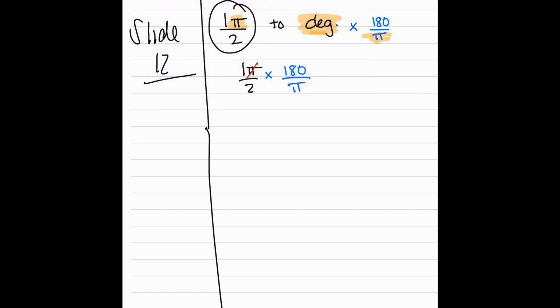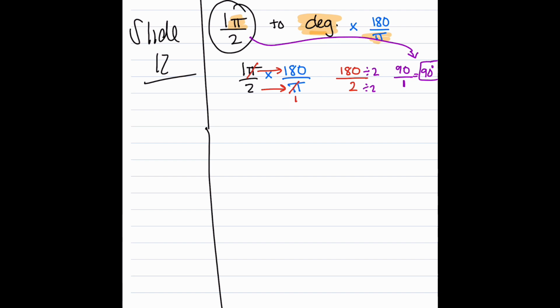I'm going to cancel out the pi's, multiply the numerator straight across. 1 times 180 is 180. 2 times 1 is 2. And then I'm going to reduce that fraction. 180 divided by 2 is 90. 2 divided by 2 is 1. 90 degrees. So 1 pi over 2 in degrees is 90 degrees.